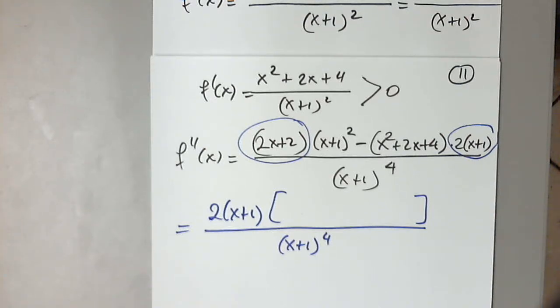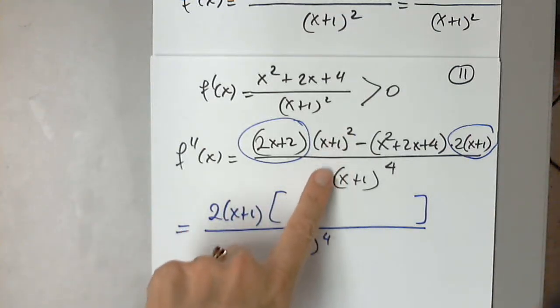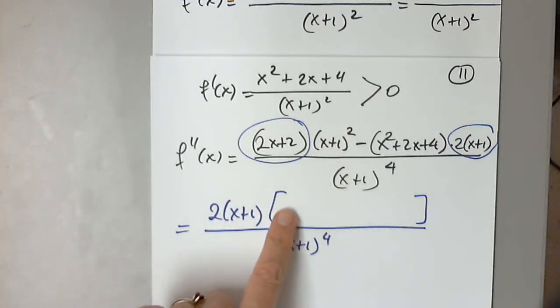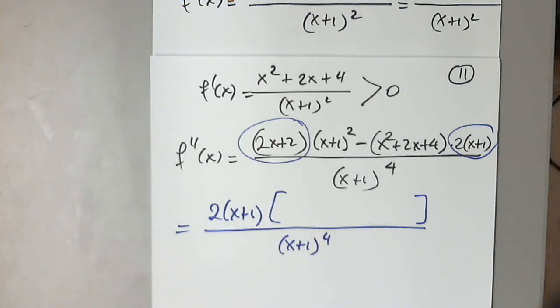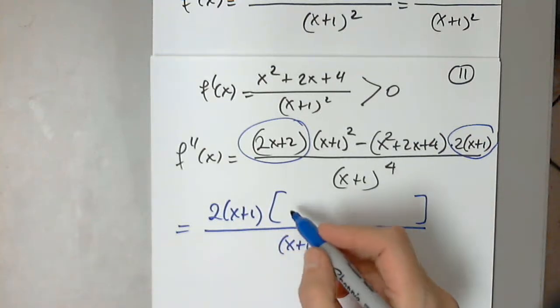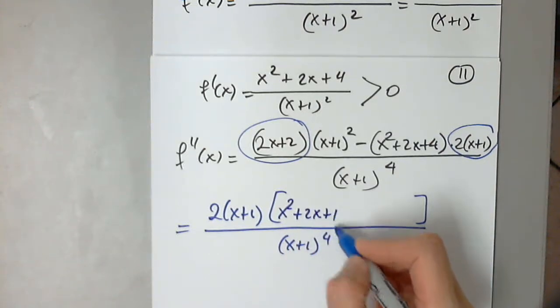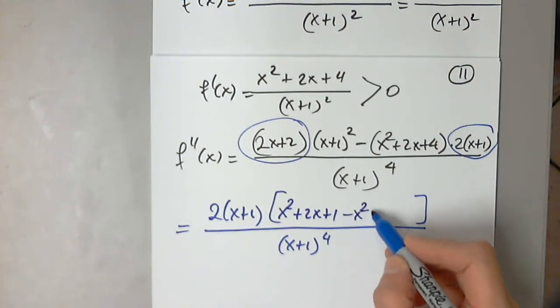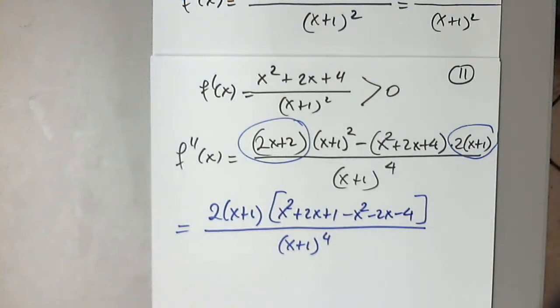How many terms do I get when I square x plus 1? Three. Yes, thank you very much. x squared plus 2x plus 1 minus x squared minus 2x minus 4. Without this key step, you're not going to be able to finish this. You understand that factoring is crucial here.